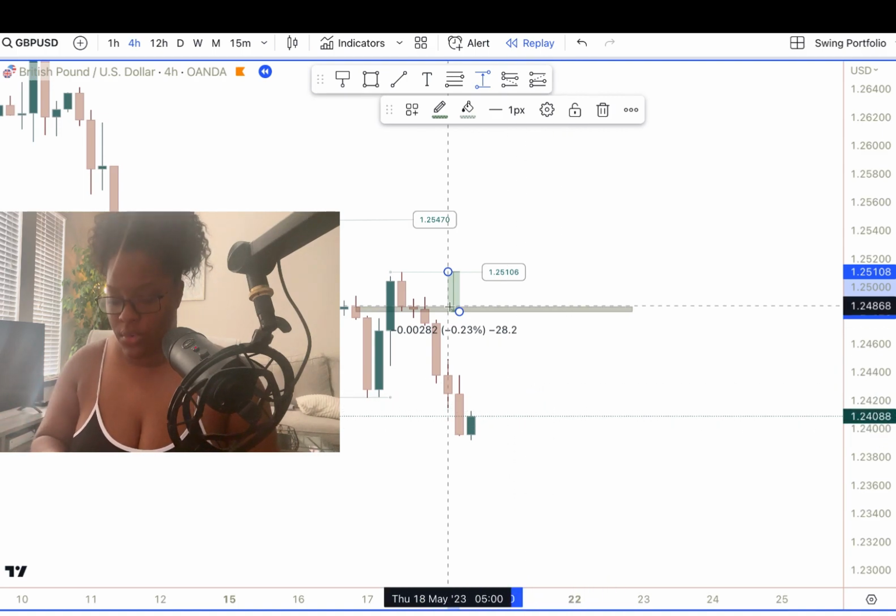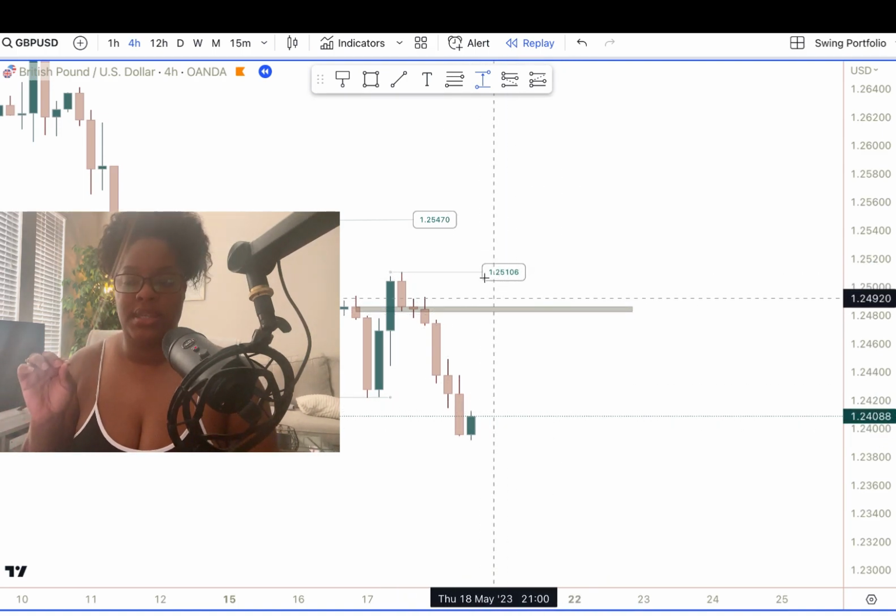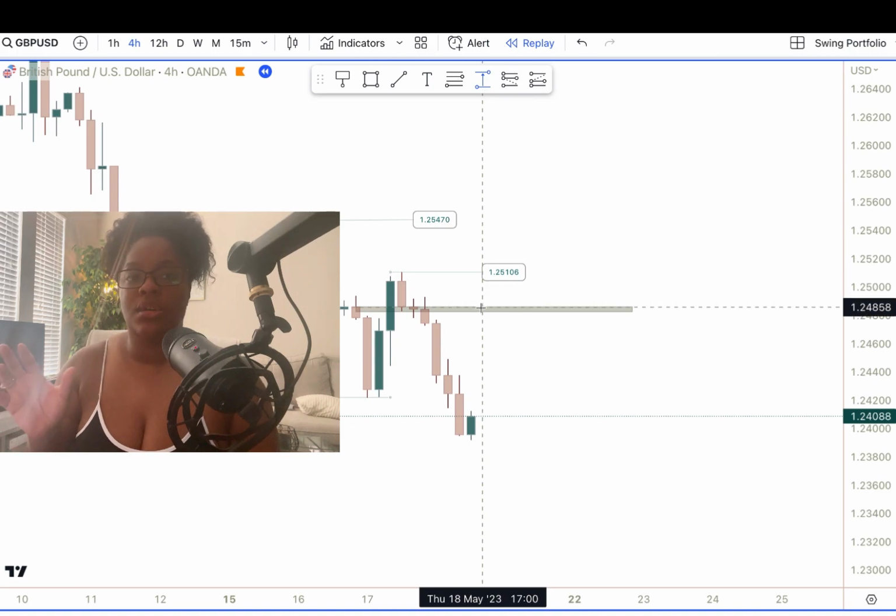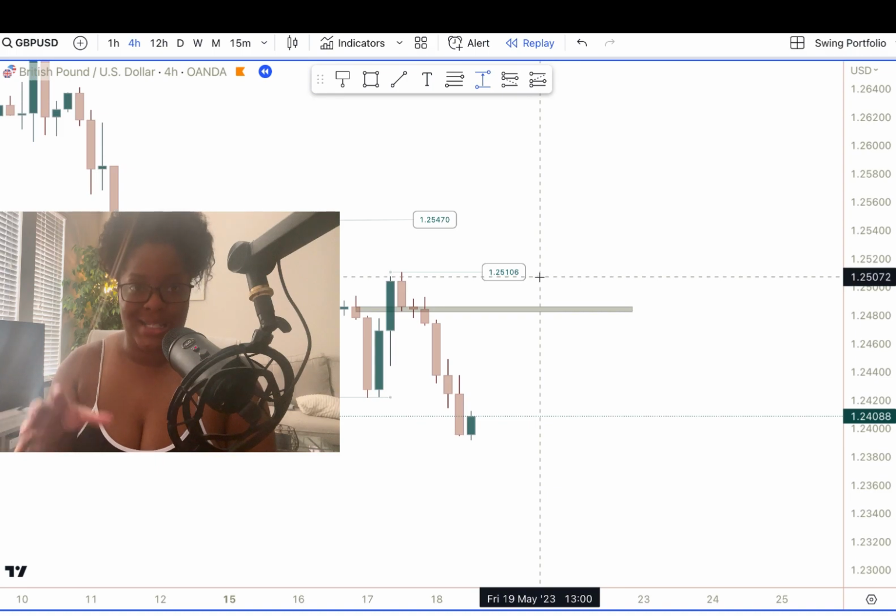So let's continue to go forward here. So we know that price can test anywhere within this 28 pip range. This is why I say don't worry so much about the structure. Focus more so on the price that you don't want price to pass, okay?